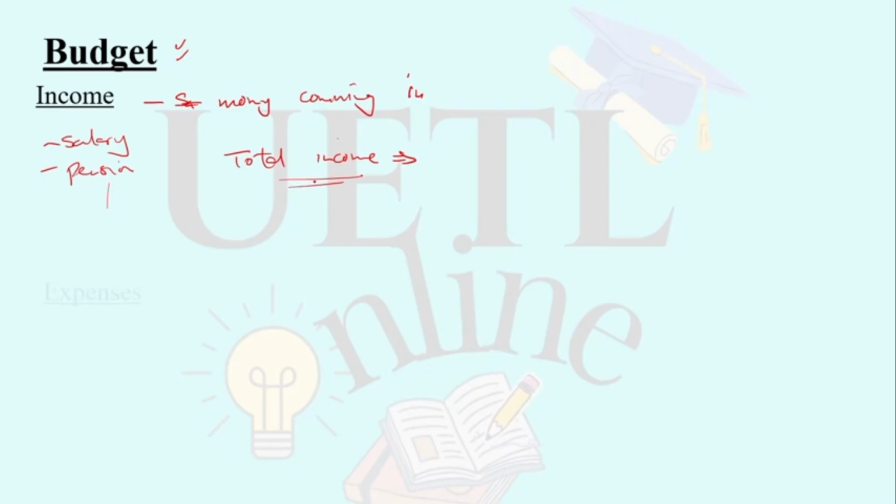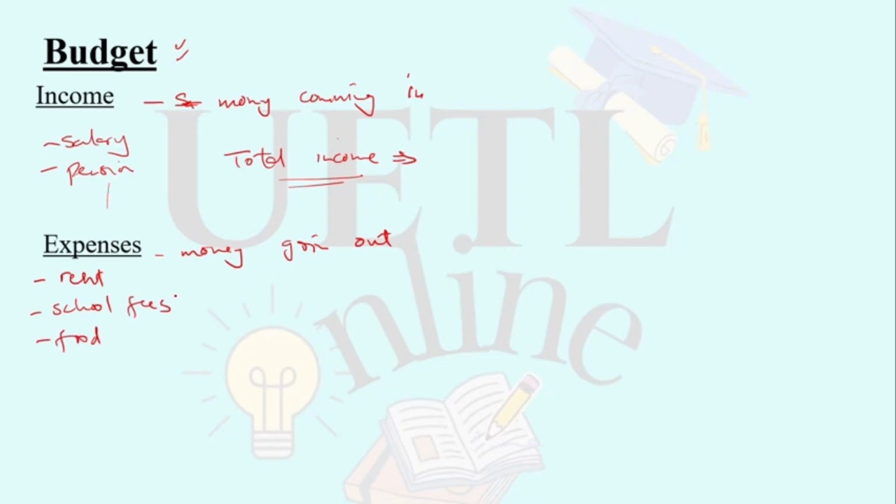The next thing is you are going to calculate the expenses. The expenses include what you're going to buy, the money going out. This includes paying rent, paying school fees, paying for food. This is what you call the expenses. Everything you are going to pay so that your money will go out. This is what we call the expenses.